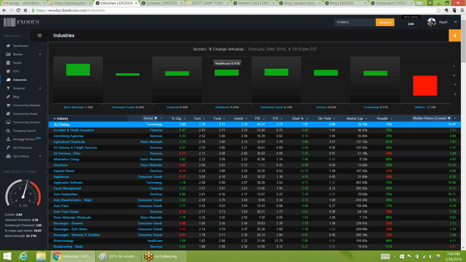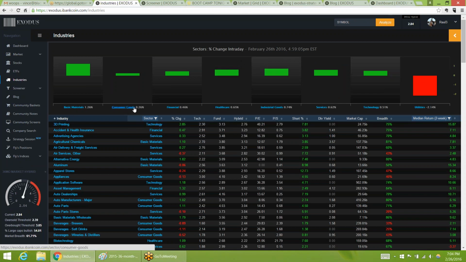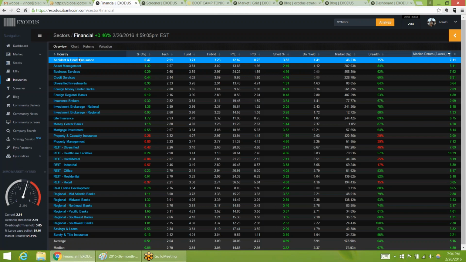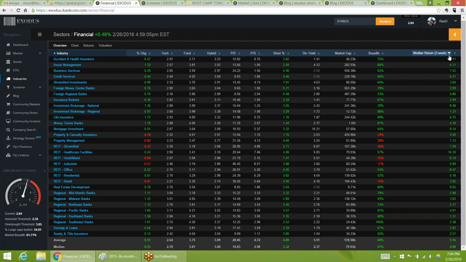Can you see that okay? I'm going to click on the name of one of these sectors, and that's going to pull up all the industries within the sector. On the far right, you have a median return column, and I usually set this to 2 week. Then I like to look at the median return and see where it's at. So for financials, it's 4.8%.